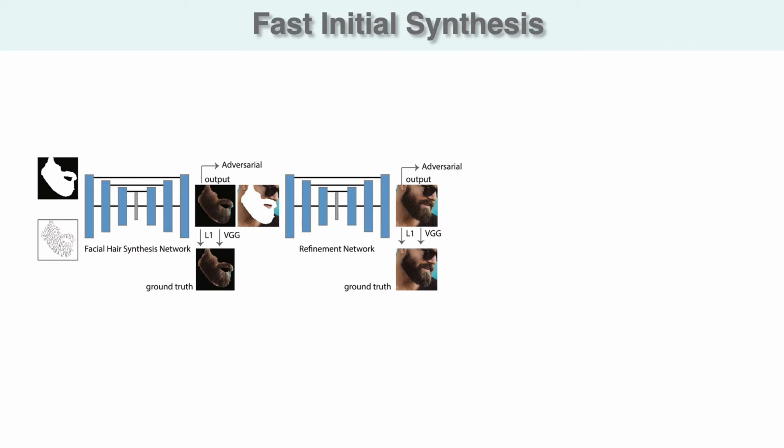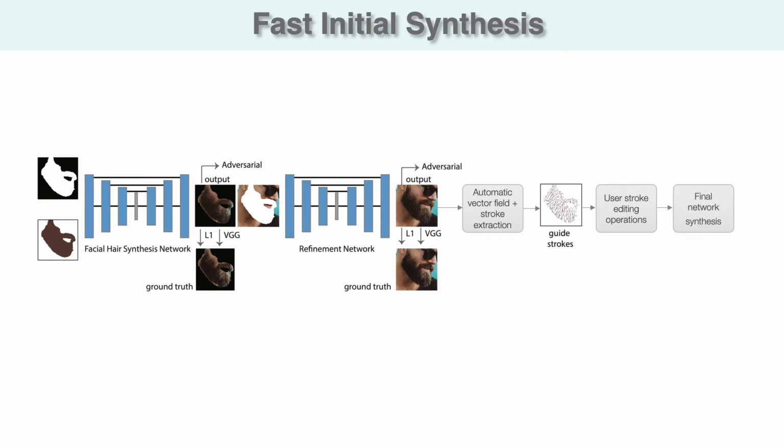As our image synthesis framework allows for any 2D color input, we extend our approach to allow for the creation of a fast initial estimate of the target hairstyle. We do so by training a separate set of networks to synthesize the target image from a color mask, defining the shape and average color of the synthesized region. We can then extract a vector field and the corresponding guide strokes from this initial estimate, which can then be edited by the user to allow for refinement of this estimate before performing the final image synthesis.